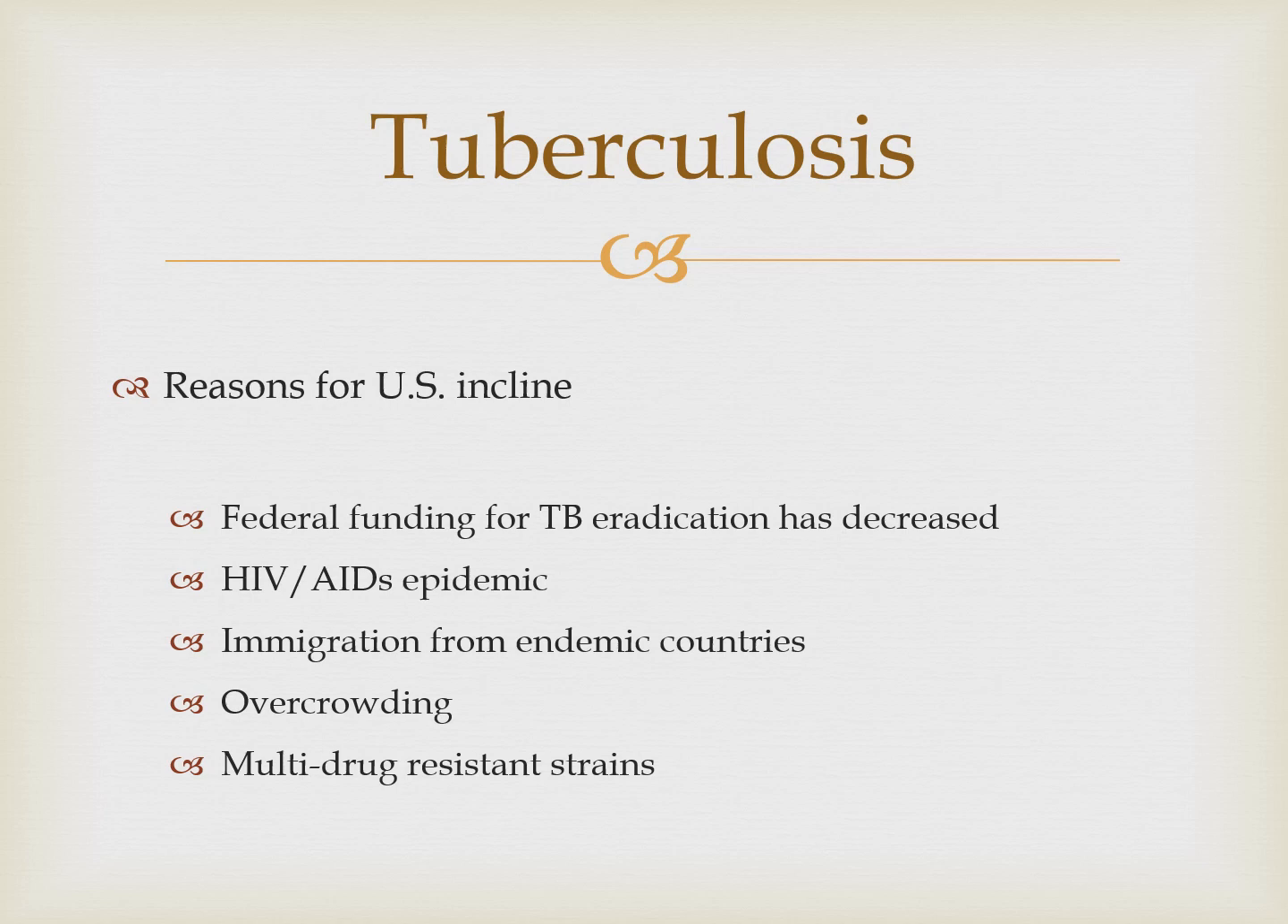So like I said, Mycobacterium tuberculosis is on the incline in the United States, and there's a number of reasons why. First of all, federal funding is lacking for TB eradication. There is an HIV and AIDS epidemic that's been going on in our country since the 80s. Anytime you have immunosuppressed people, it is going to make them more prone to developing Mycobacterium tuberculosis. So that's a concern. We have immigration from endemic countries, so we have people coming over here that are already positive for tuberculosis because it is endemic to their country and they're bringing cases of TB into the country.